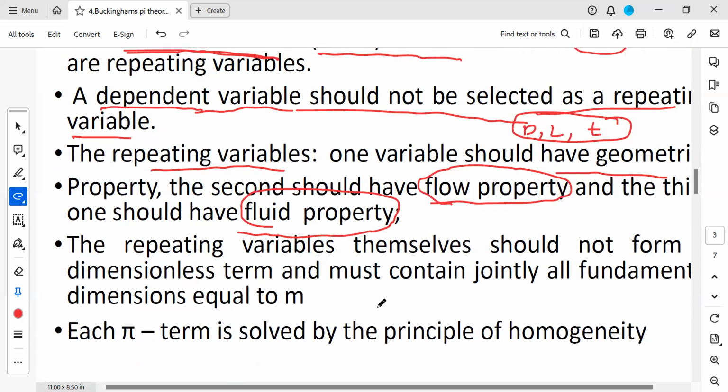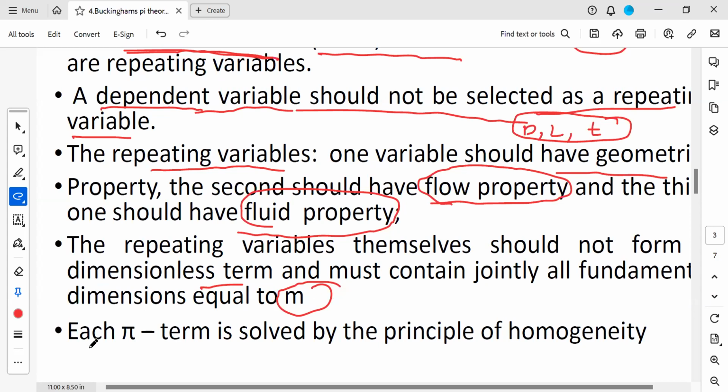Next, the repeating variables themselves should not form a dimensionless term. If the repeating variables as a group form a dimensionless group, we should not select them. We select variables in such a way that they do not form any dimensionless term. Next, all the repeating variables together must contain all the fundamental dimensions like M, L, T, theta.